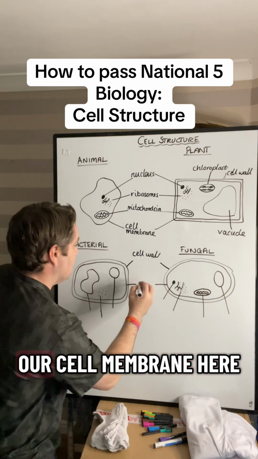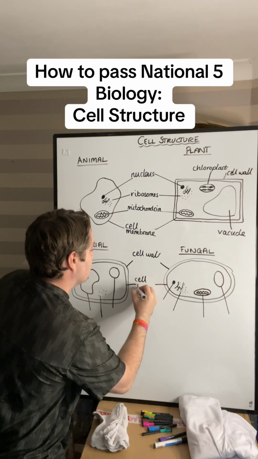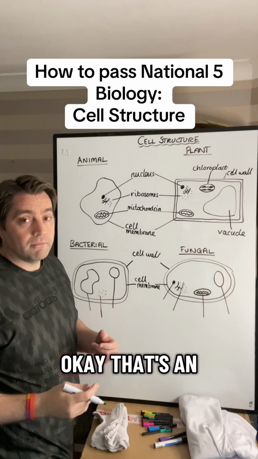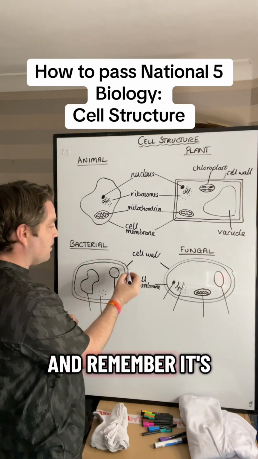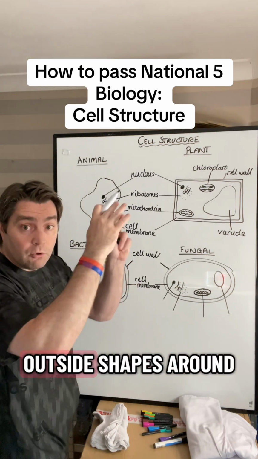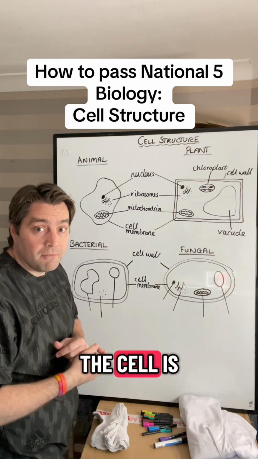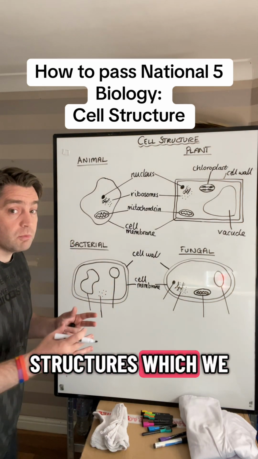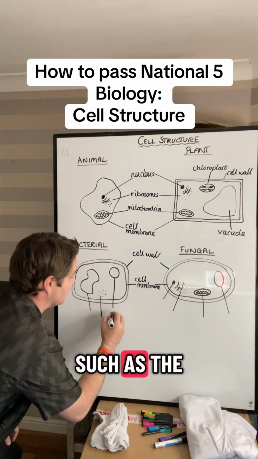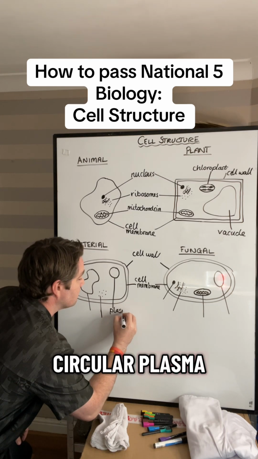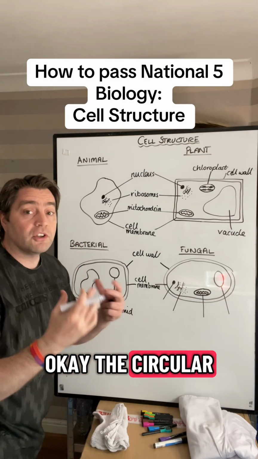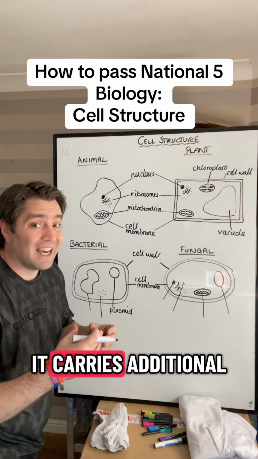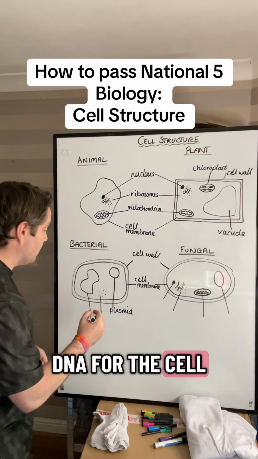We also have our cell membrane here. So every cell has a cell membrane. That's an easy one to remember, hopefully. And remember, it's the inner of the two outside shapes around the cell that is the cell membrane. On the bacterial cell, we have a couple of unique structures which we won't find in the other cells, such as the circular plasmid. The circular plasmid is part of the bacterial cell's DNA. It carries additional DNA for the cell.